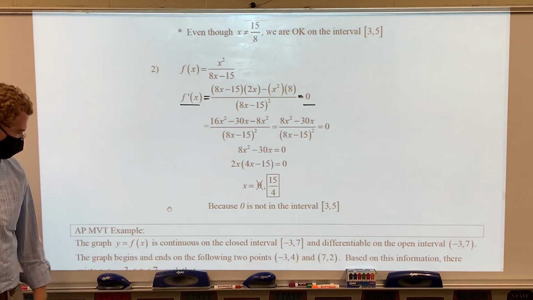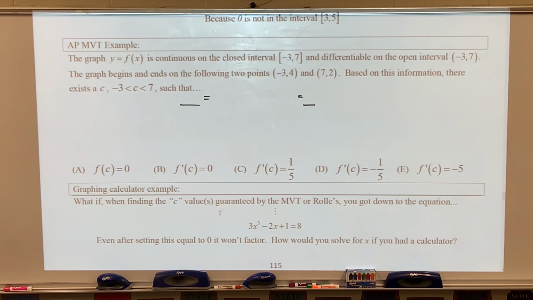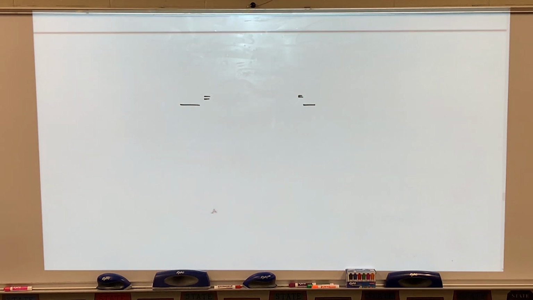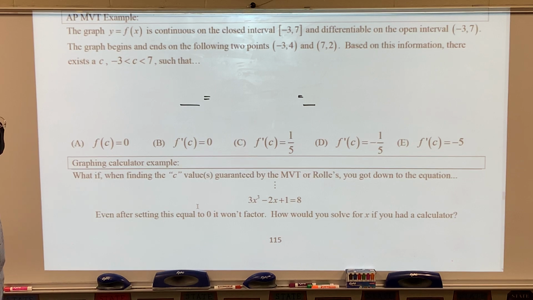Okay, here's an AP question on mean value theorem. How many I got? Is that it? Yeah, that's going to be it. How much time we got? You got it. 7 minutes?